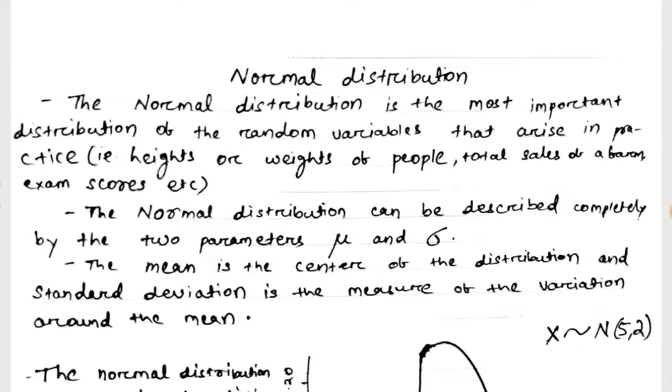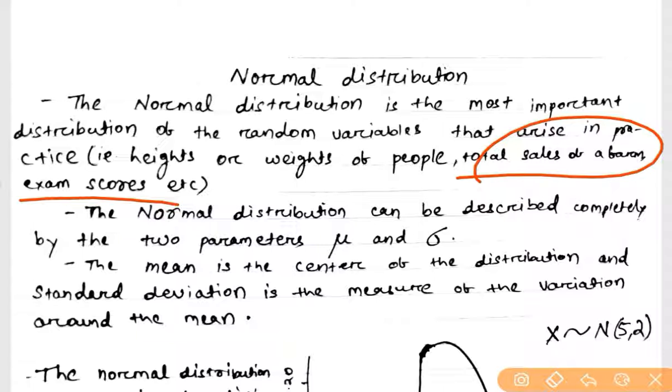Normal distribution is the most important type of distribution of random variables that arises in practice: heights of people, weights of people, the total score of different exams, and total sales of a firm. All these things follow what is called a normal distribution, and it can be described completely by two parameters.